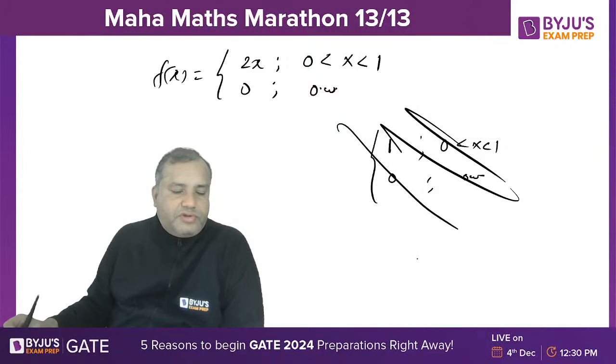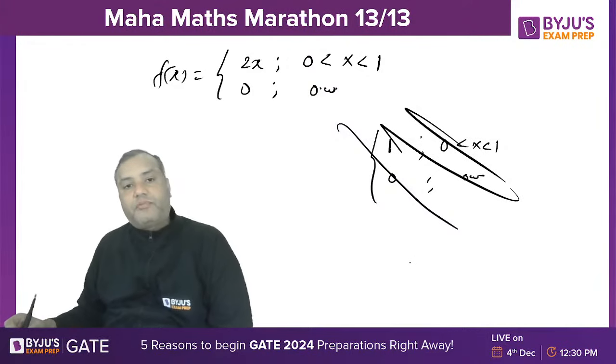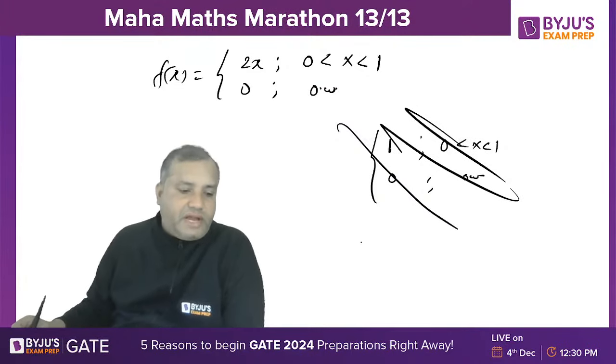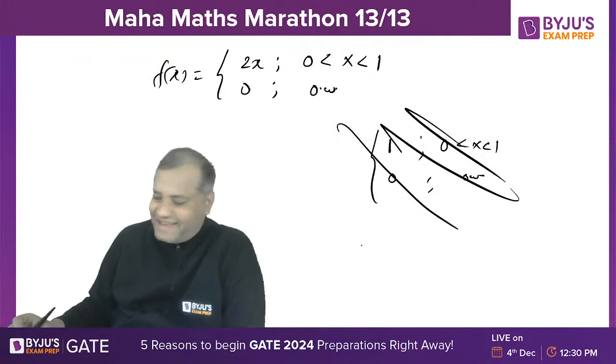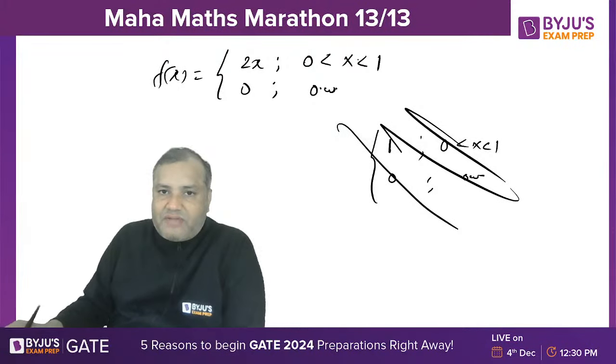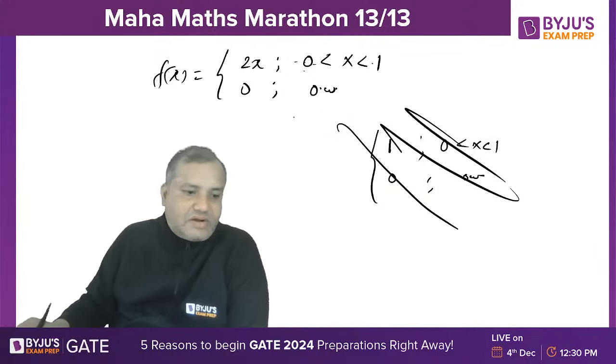What is the formula for uniform distribution? F of x is 1 upon b minus a in the interval a to b. And a and b are these boundary values, not some other values.